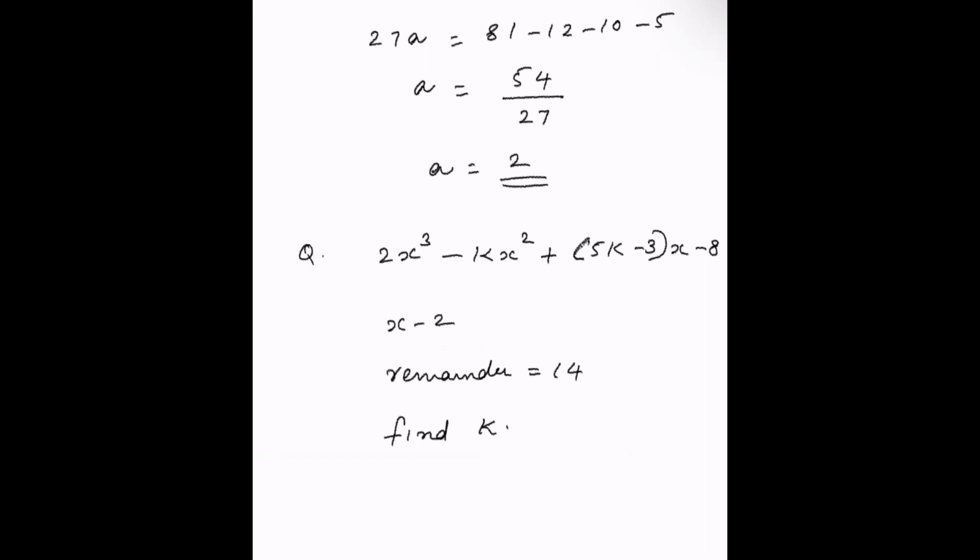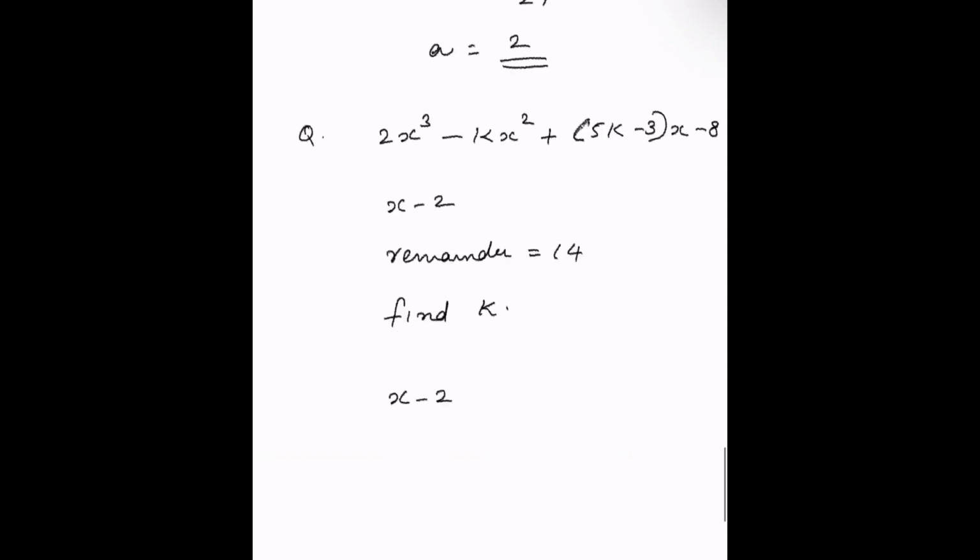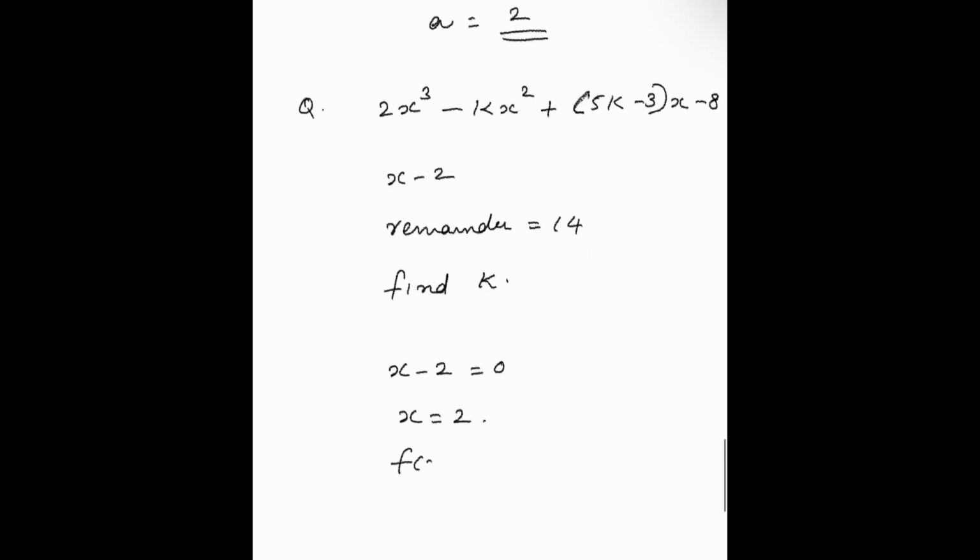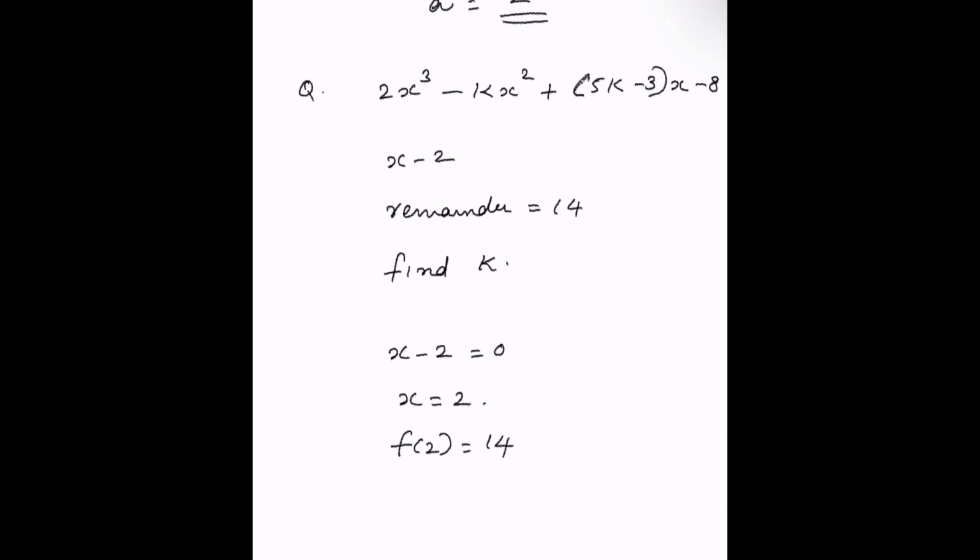Okay. So again, same thing. Here, divisor, you equate it to 0 and find the value of x. So when the divisor is x minus 2, equate it to 0, you will get the value of x as 2. Then you should understand f of 2 is 14. Remainder is 14. Now, on the polynomial, you substitute 2. Wherever you see x, substitute it with 2 and calculate k.